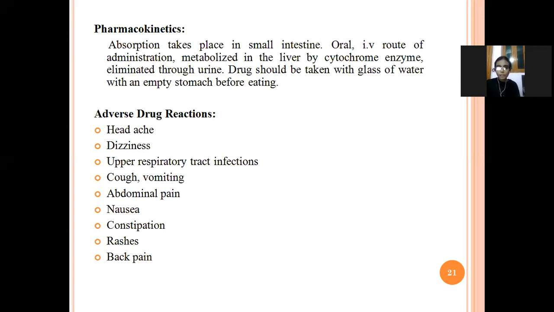And adverse drug reactions are headache, dizziness, respiratory tract infections, cough, vomiting, abdominal pain, nausea, constipation, skin rashes, and back pain. So skin rashes, where will they occur? This drug is taken through the intravenous route of administration, so at the site where it is given, we will get the skin rashes.